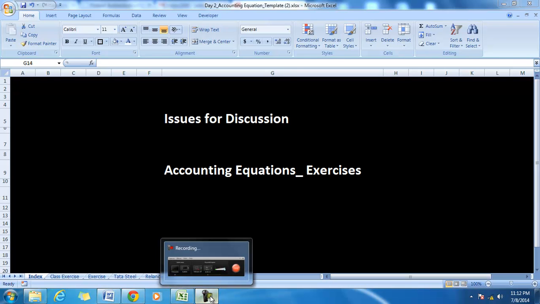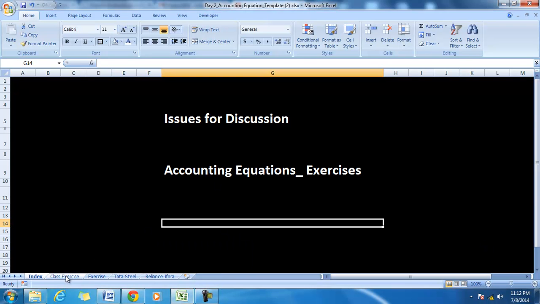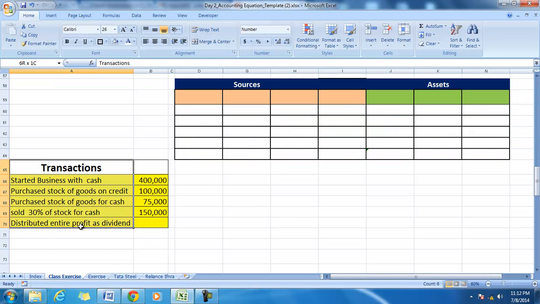We continue our discussion on accounting equations, and once again we'll take an example, a set of transactions, and convert these transactions into the accounting equation. We know that the accounting equation says that at any point of time the sources should be equal to the assets.